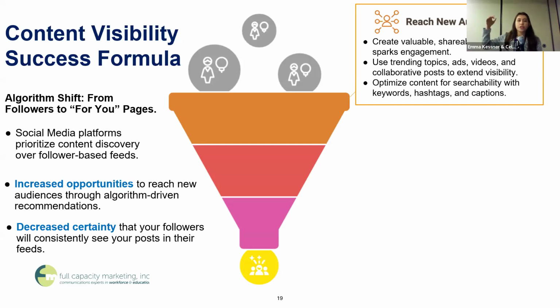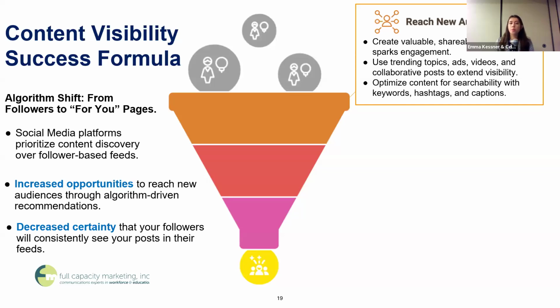So first, reaching new audiences: creating shareable content that people can save and share with other people or repost on their stories. This is where you can use trending topics. This is where ads come in and really get your message out there initially. And there are also some platforms that allow collaborative posts. If you can collaborate with other organizations, it's another great way to expose your content to someone else.